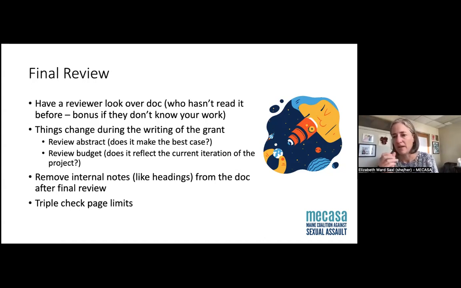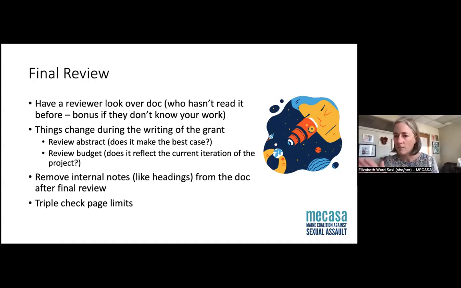You might make a little change during the grant writing process that doesn't get reflected in the abstract, or that they don't line up. I just reviewed a set of grants where this happened repeatedly and it was a real problem. And even more often, reviewing the budget against what's said in the narrative.